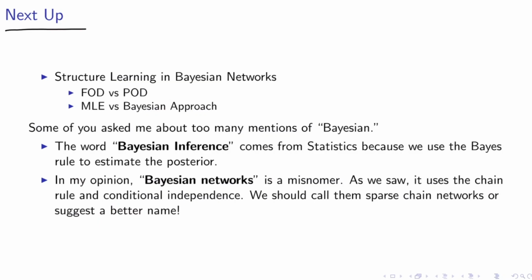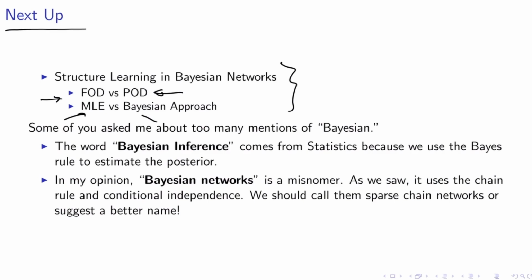Welcome to the next lecture on statistical methods in AI and machine learning. In this lecture, we are going to look at structure learning algorithms for Bayesian networks. We are going to look specifically at four types of algorithms: algorithms which use fully observed data, algorithms which use partially observed data, and algorithms which use either the Bayesian approach or the maximum likelihood estimation approach.